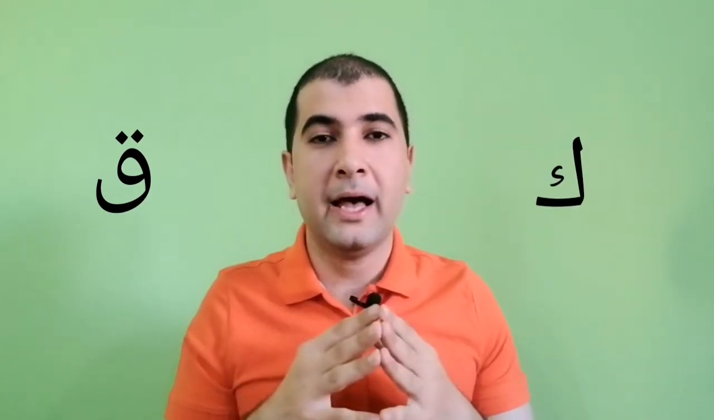From the deepest part of the tongue, we are pronouncing 2 letters, which are al-qaf and al-kaf. Actually, the qaf is deeper than the kaf, so we are using the qaf with the deepest part of the tongue with the soft palate from the roof of the mouth, and the kaf also we are using the deepest part of the tongue but with the hard palate from the roof of the mouth.